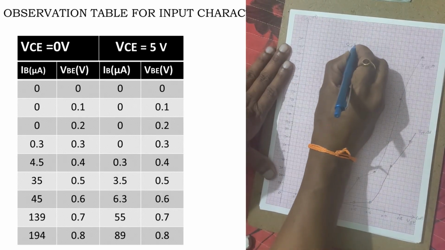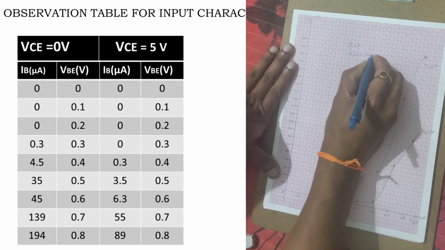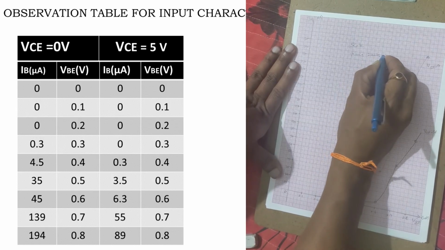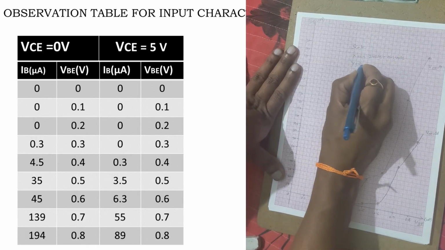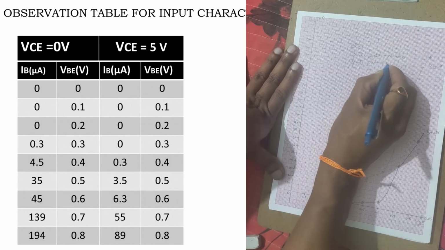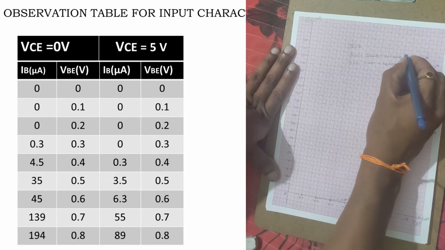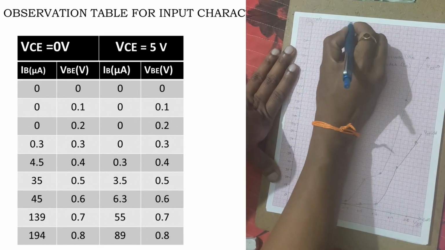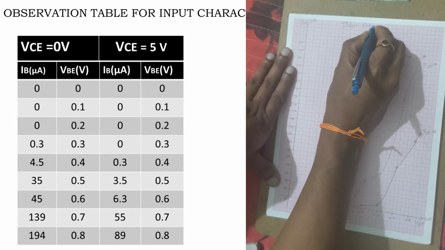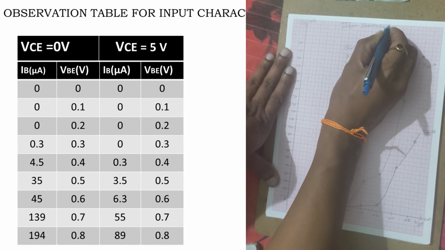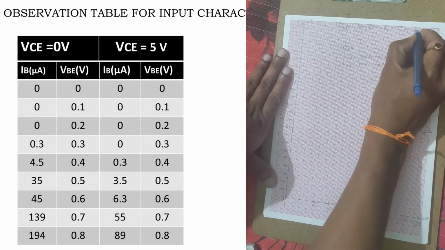Coming to the scale, on the x-axis 2 units is equal to 0.1 volt, on the y-axis 1 unit is equal to 10 microamperes. This is IB, where this is VBE. This is the input characteristics of BJT in CE configuration.